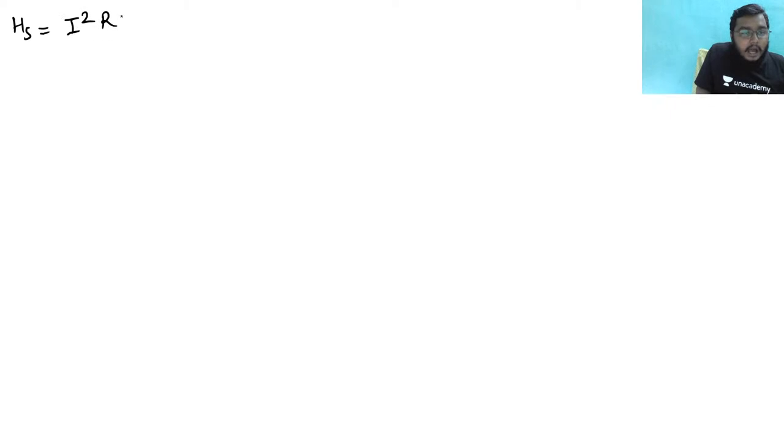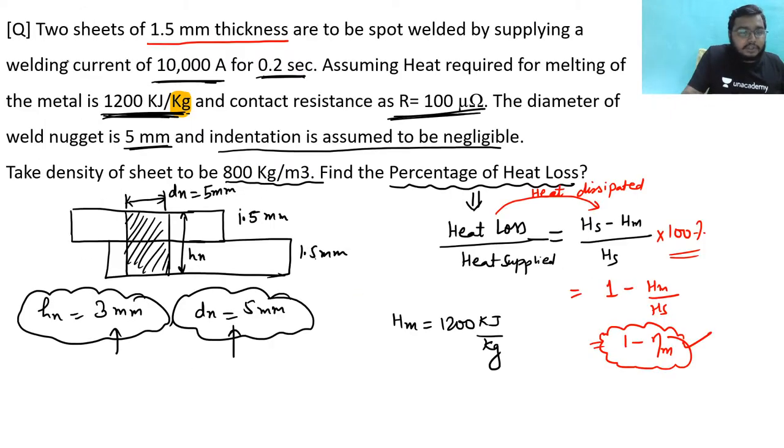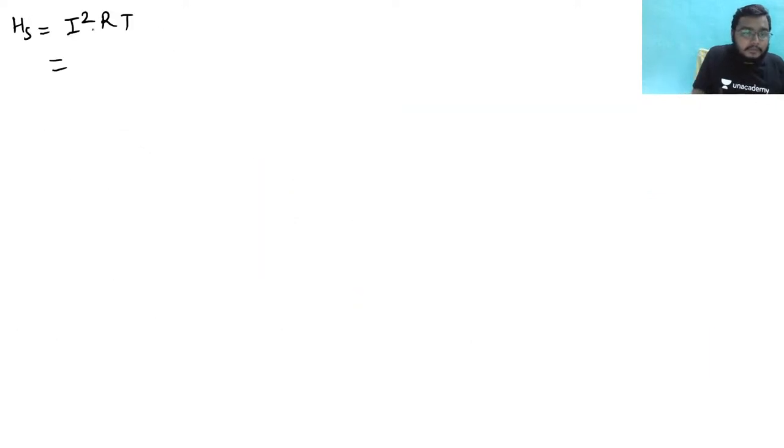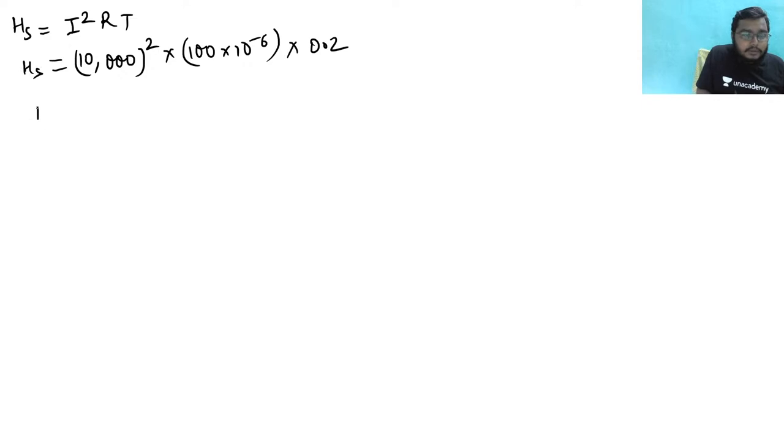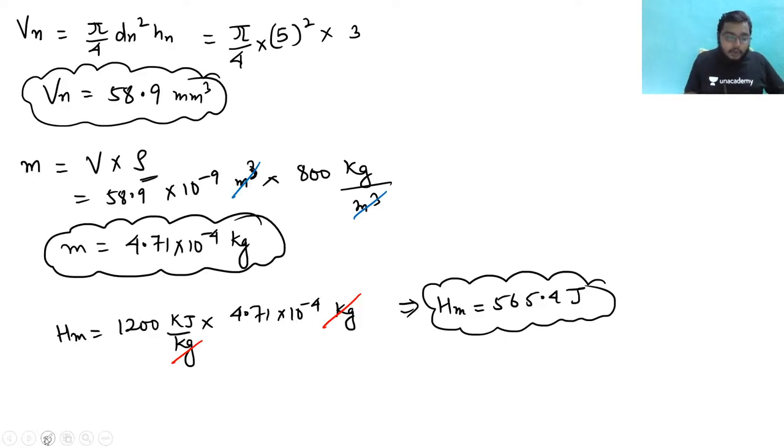Is it I square RT? Now what is the I in this question? In this question, I is given as 10,000 ampere. T is given as 0.2 seconds. And R is given as 100 micro-ohm. So put it here. I is given as 10,000 ampere, so I square. R is given as 100 micro-ohms, 10 to the power minus 6. And time is given as 0.2. So when you substitute these things, HS value will be 2000 joule.